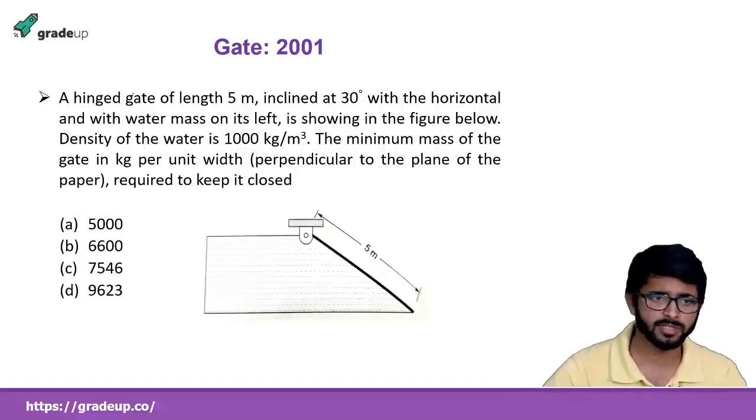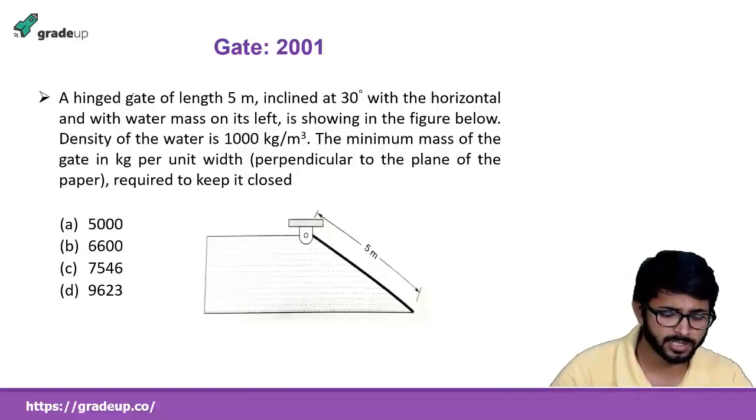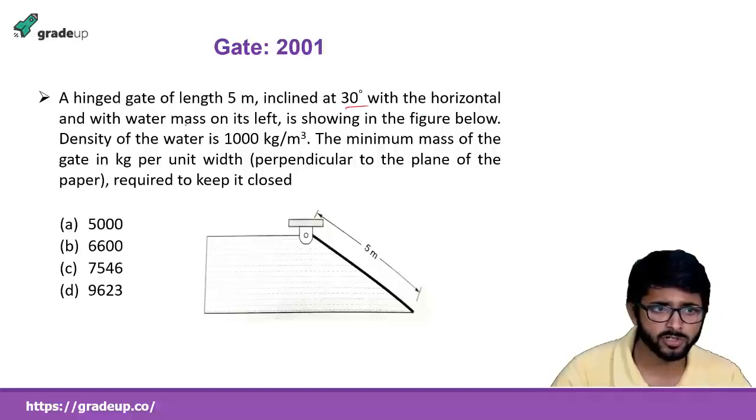It is a question that came in the 2001 GATE examination. A hinged gate of length 5 meter inclined at 30 degree with the horizontal, with water mass on its left. The plate is at an angle of 30 degree with the horizontal, as shown in the figure. Density of the water is given. Find the minimum mass of the gate in kg per unit width required to keep the gate closed.